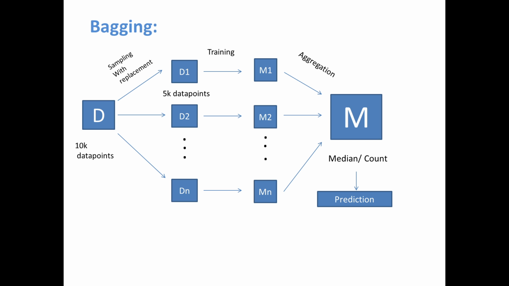The aggregation could be majority voting in the case of classification, or could be mean or median in the case of regression. Now, suppose D has 10,000 points and each of the subsets has 5,000 points. Thus, the trained model will only see 5,000 points and not the entire 10,000 points, right?